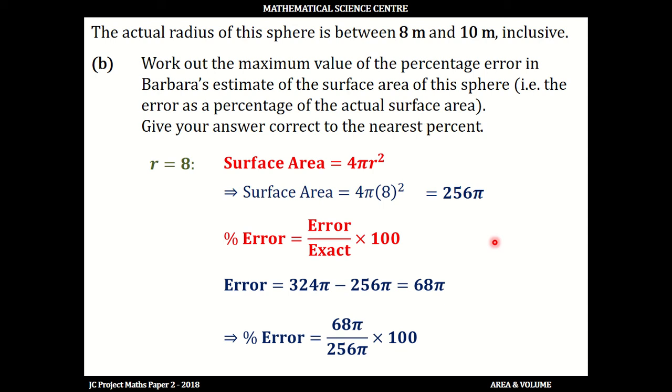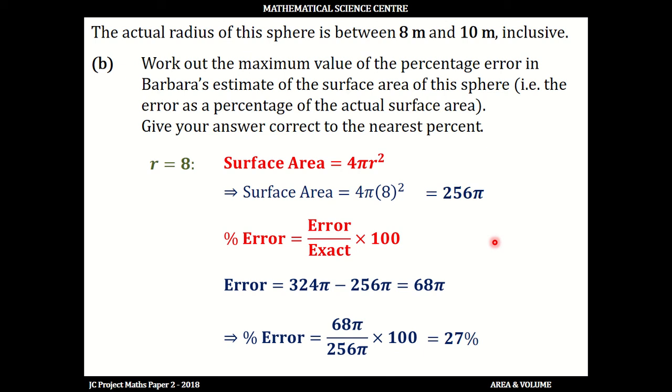So if you put in 68 over 256 by 100, if you put in the pi, it makes no difference. It'll give you the exact same answer. What's this to the nearest percent? 27%, is it? 27%. So this gives a percentage error of 27%. But we're not sure if that's the maximum percentage error.